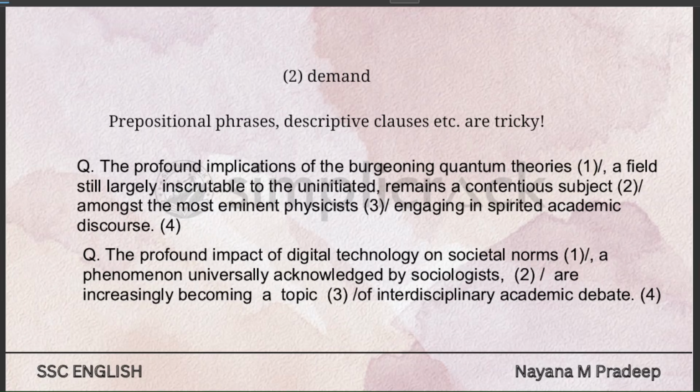So here you can see one comma here, another one here. What will you do? You eliminate this portion first: a field still largely inscrutable to the uninitiated. What is it doing? It is basically describing quantum theories. It is just a modifier that describes what quantum theories are. So you can easily eliminate that without changing the meaning of the sentence. Now coming to the previous part: the profound implications of the burgeoning quantum theories.